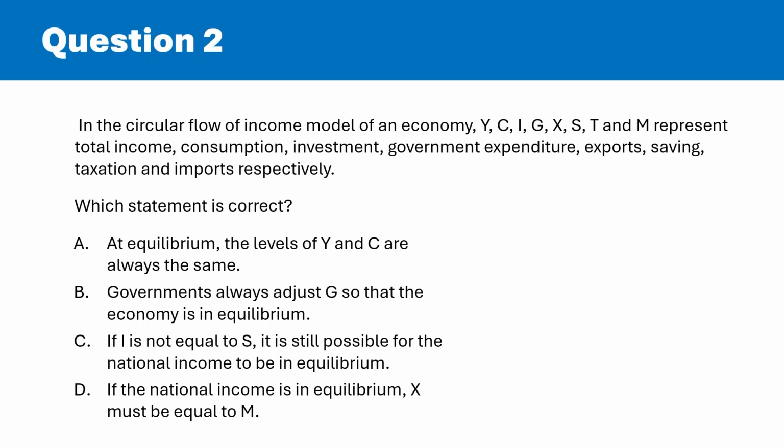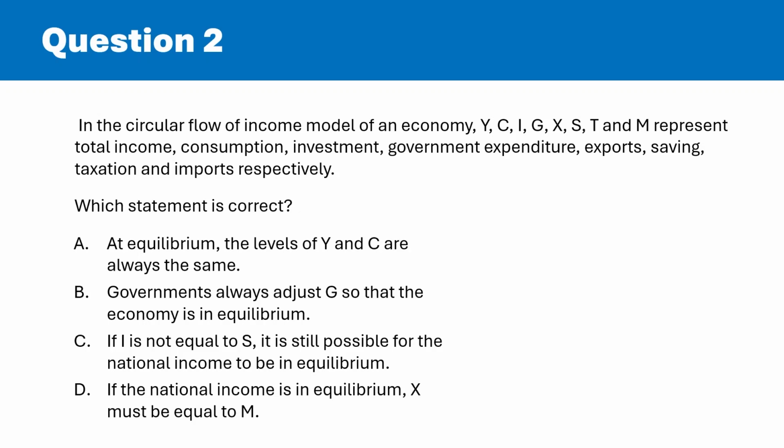Now let's go to option D. Option D says that if the national income is in equilibrium, X must be equal to M, meaning exports must be equal to imports. Again, exports must equal imports is not a required condition. Only total injections must equal total withdrawals. Then we are left with option C. If I is not equal to S, it is still possible for the national income to be in equilibrium. Now this option seems to be correct.